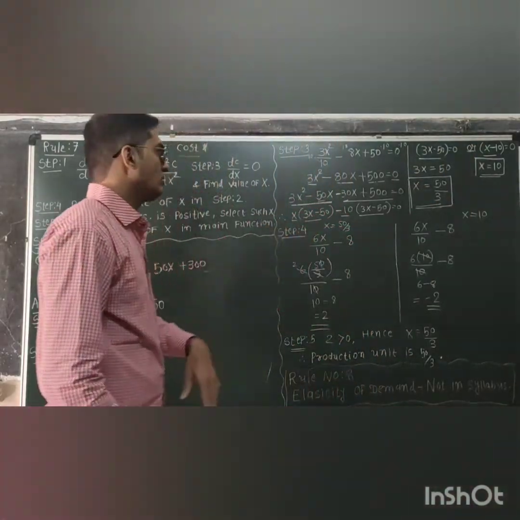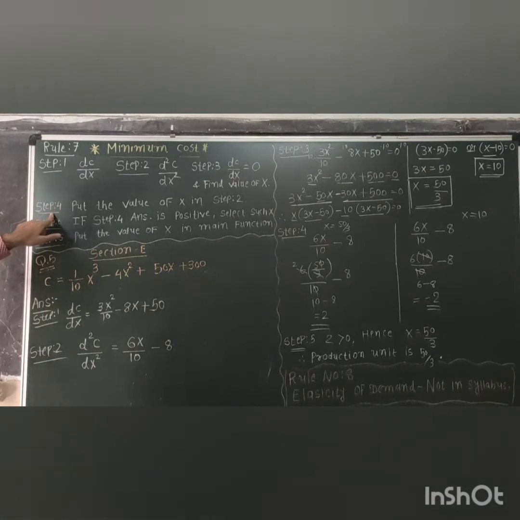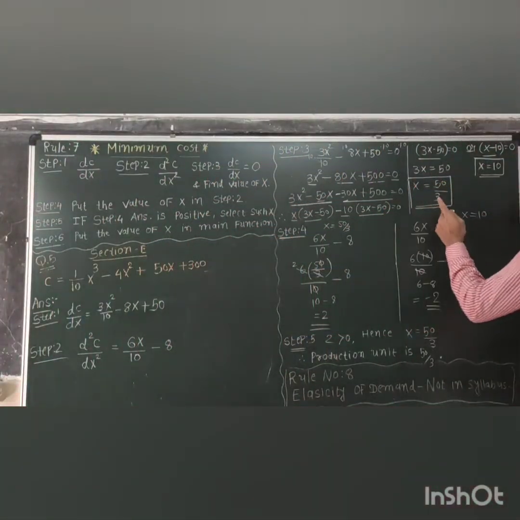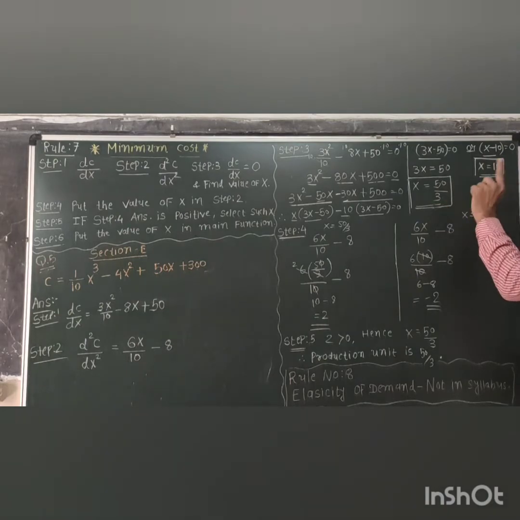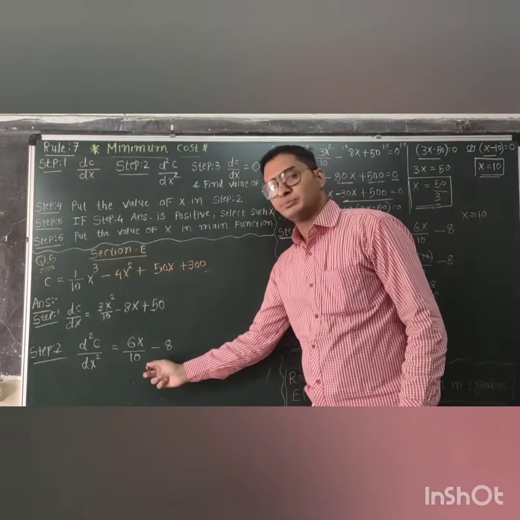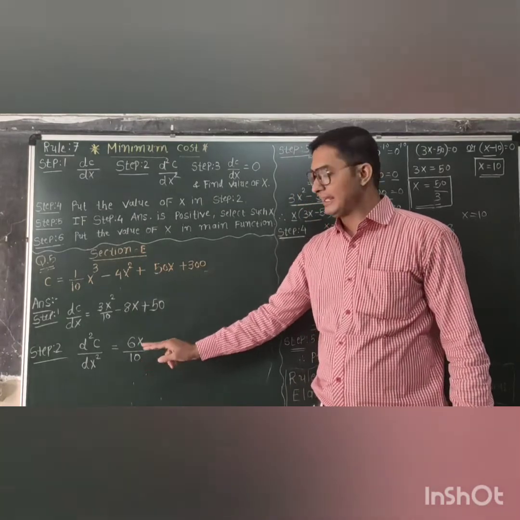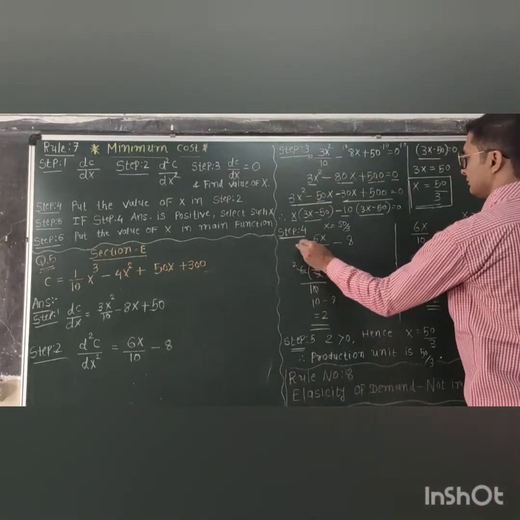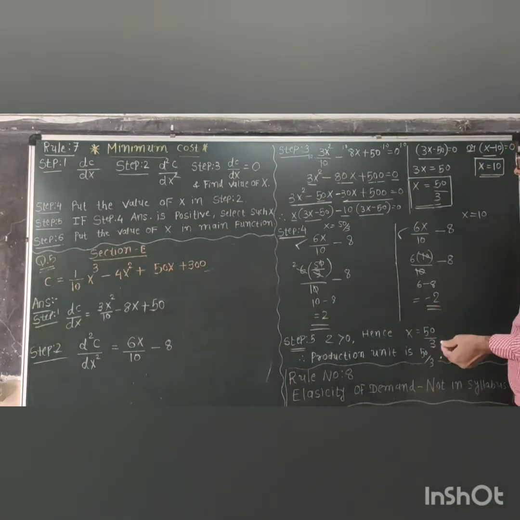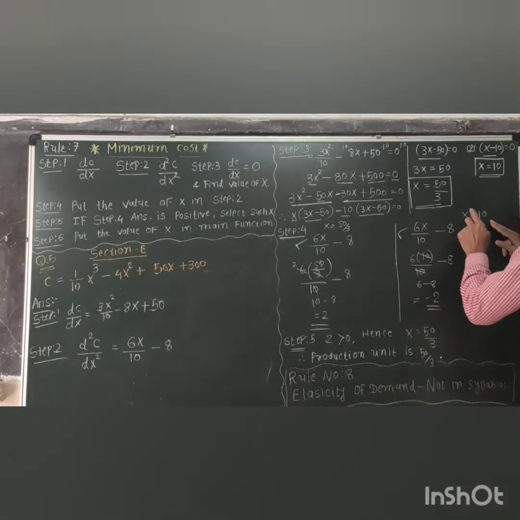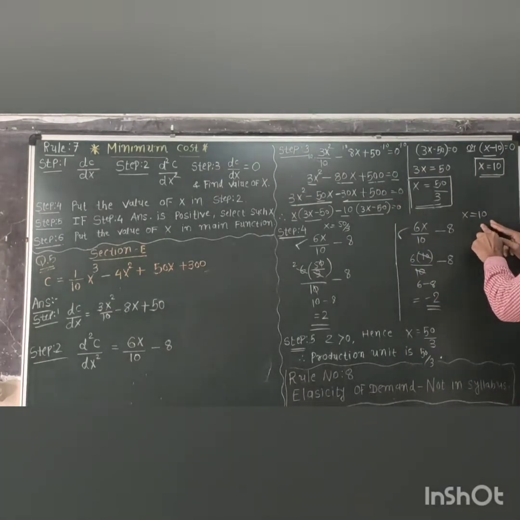Understood? Now step number 4: put the value of x in step number 2. So step number 2 is 6x by 10 minus 8, two times. Why? Because there are two values for x. So one time it is 50 by 3, another time it is 10.